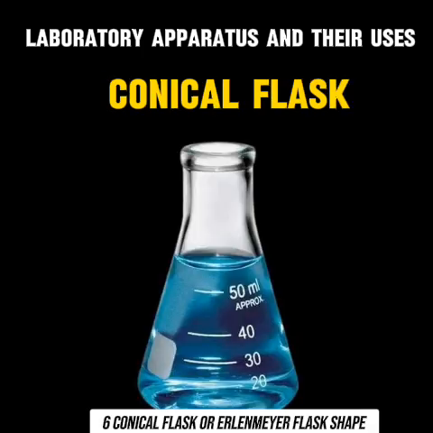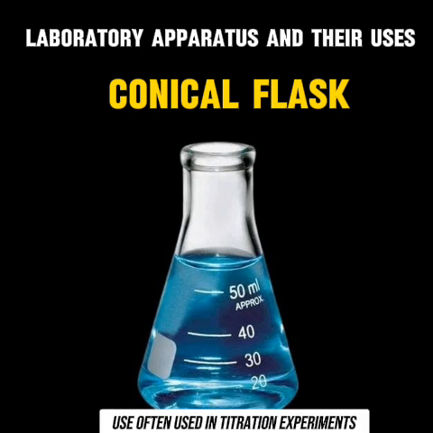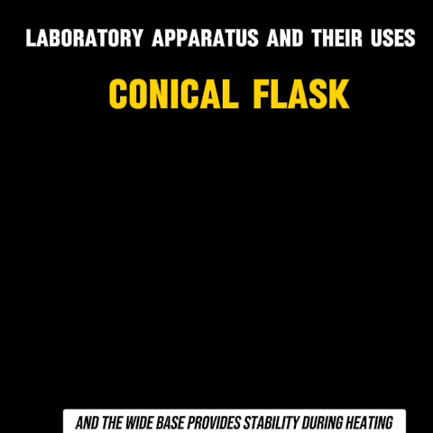6. Conical flask or Erlenmeyer flask. Shape: a flat-bottomed flask with a conical body and narrow neck. Use: Often used in titration experiments for mixing solutions. The narrow neck helps to reduce spillage, and the wide base provides stability during heating.